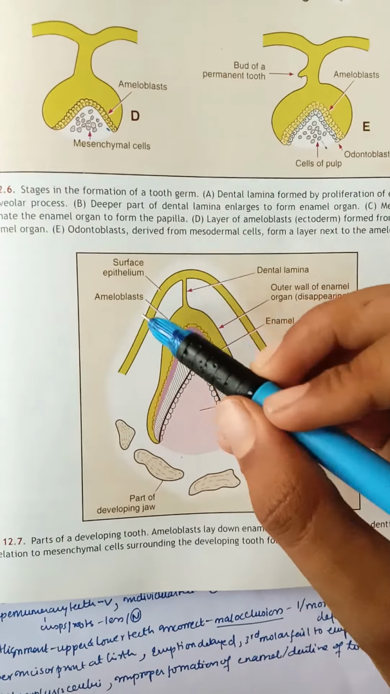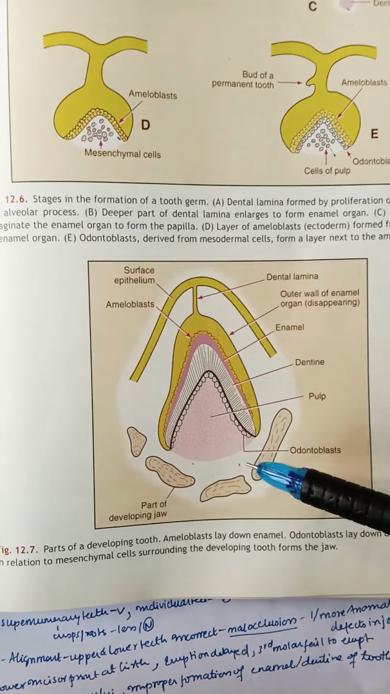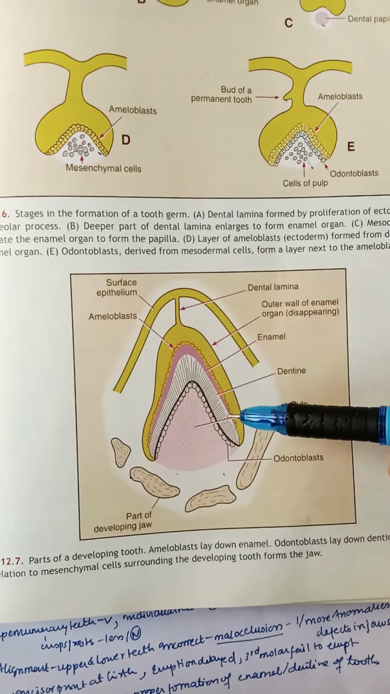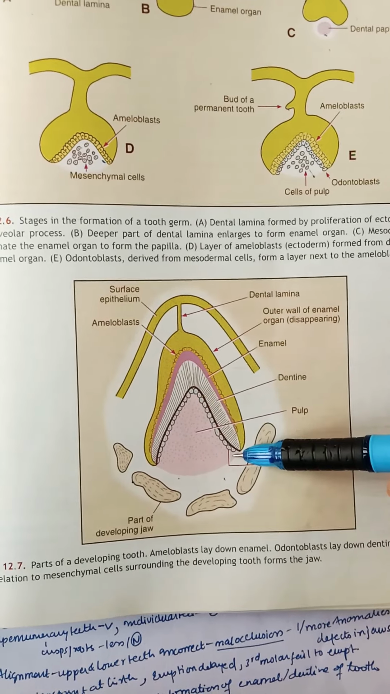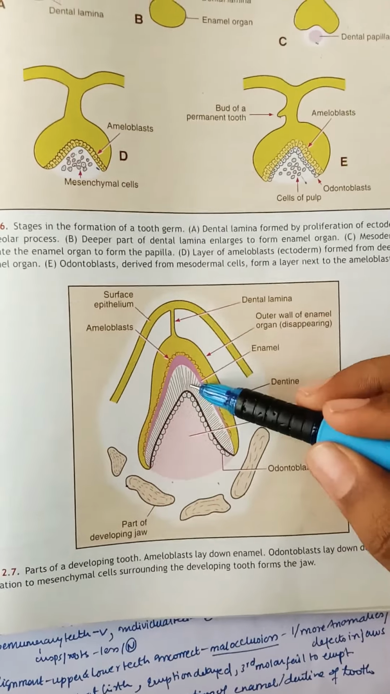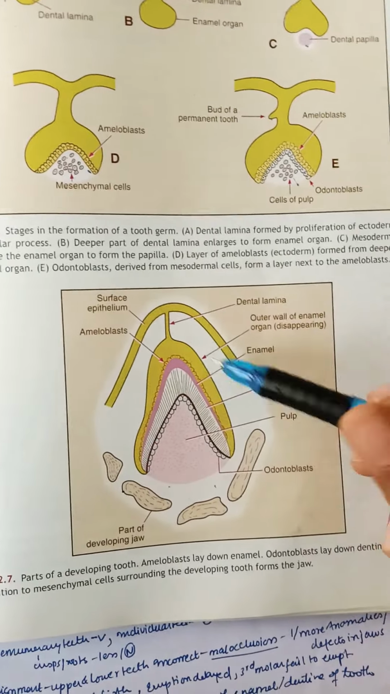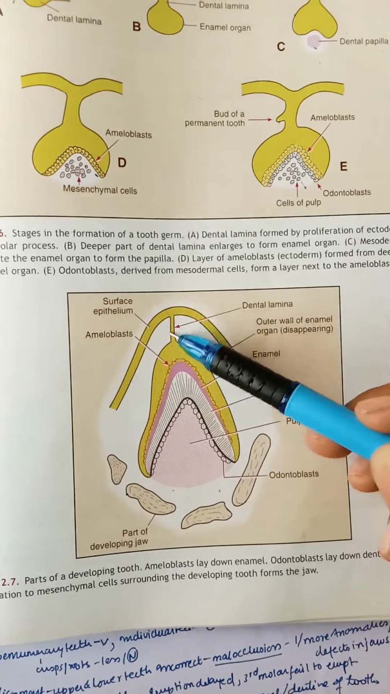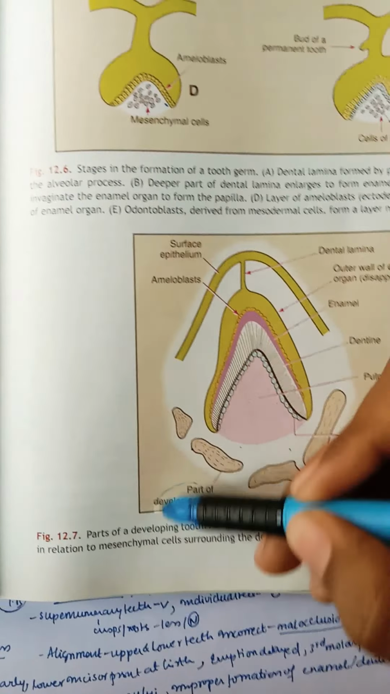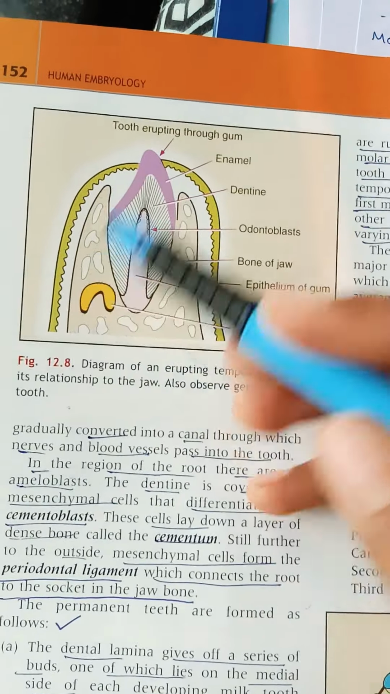So let's see what is there in this structure. From inside to outside you can see first you have odontoblast. Next, if you observe, the ameloblast cells are forming the enamel, right? So you can see here the dentine is formed, and this is the pulp, this is the odontoblast, and this is the enamel. And here you can see the outer wall of the enamel organ is disappearing, and the surface ectoderm, dental lamina, outer wall of enamel organ is disappearing, and this is a part of the developing jaw. So this is a temporary tooth which is erupting out.